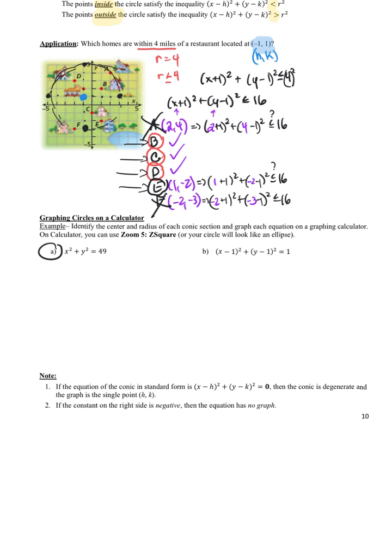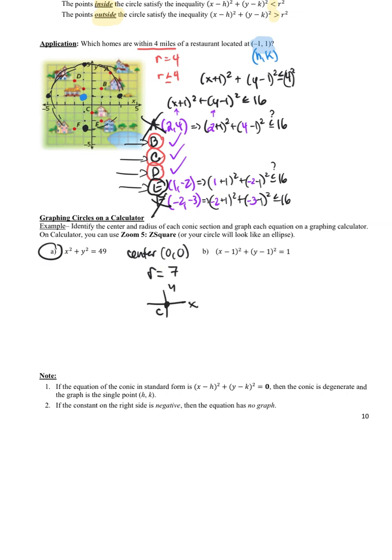So let's first think about what this graph should look like. Can you tell me what the center is? It is (0, 0), right? H and K are 0. X minus H, there is no H. Well, it's 0. And then what is the radius? 7.